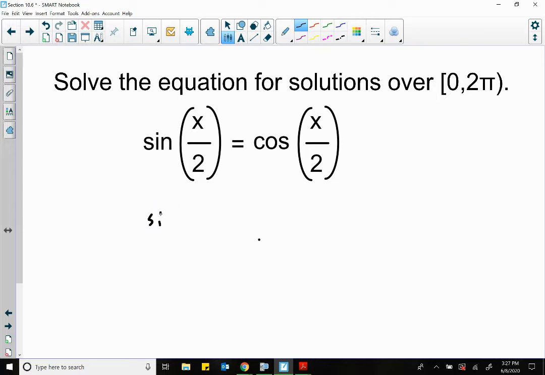But remember, we do know that sine squared plus cosine squared is equal to 1. And we'll just call this x. So sine squared x plus cosine squared x is equal to 1. Well, we can solve for one of these. Let's get cosine by itself. So then you know that cosine squared x is equal to 1 minus sine squared x.